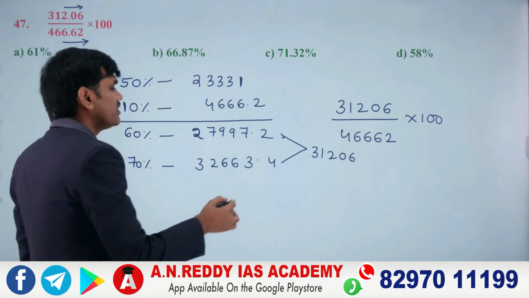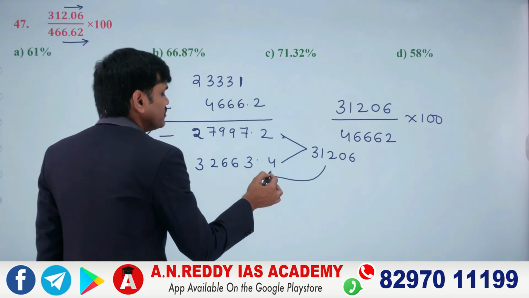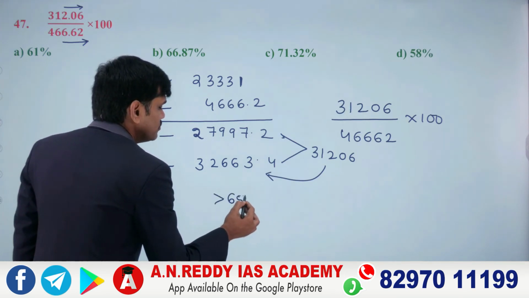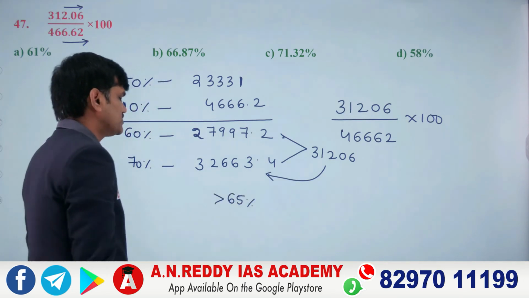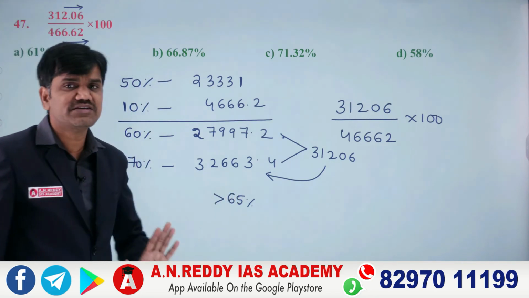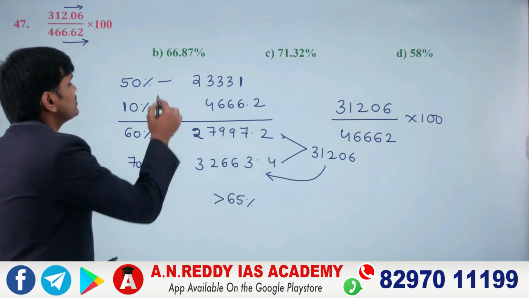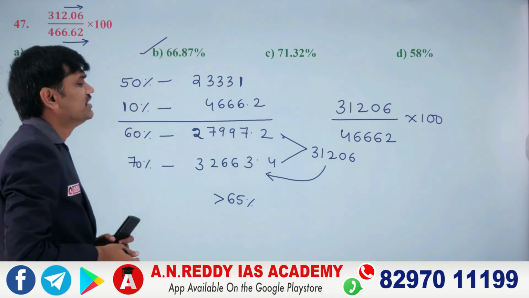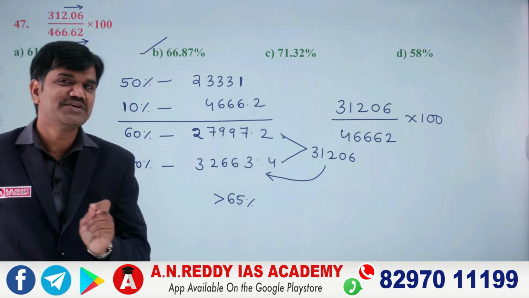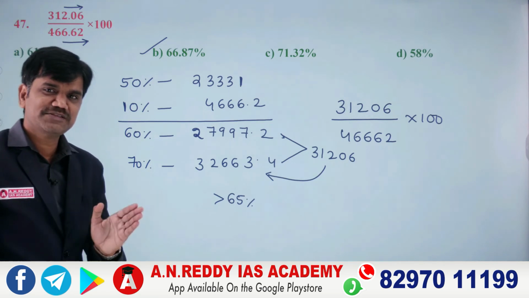So that is more nearer to 70%. Hence I can confidently say that my answer is more than 65%. So my answer is more than 65% and less than 70%. There is only one option, that is between 65 and 70. That is 66.87%. Right? Please make a note of it.